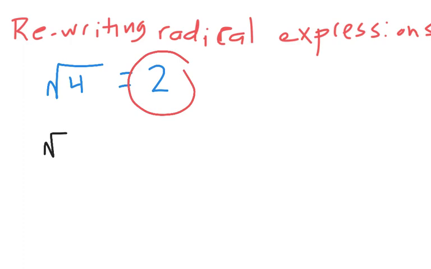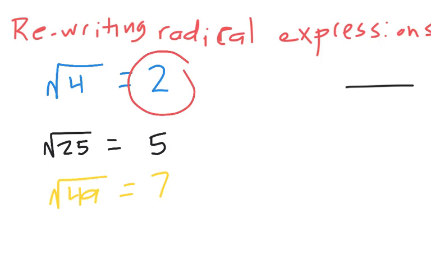Also, if I ask you the square root of 25, right, what number times itself is 25? That would be 5. And if I ask you for the square root of 49, 7. So we've listed this list before, our list of perfect squares. These are the things that I can take a square root of very easily. So again, this is my list of perfect squares.